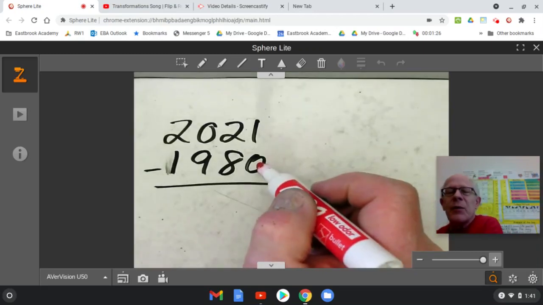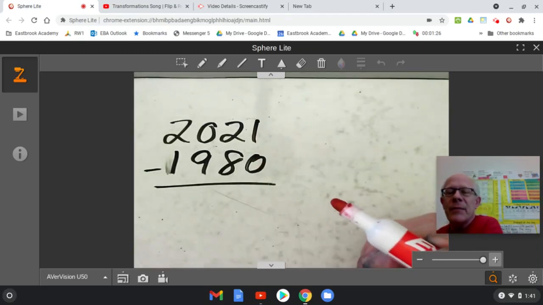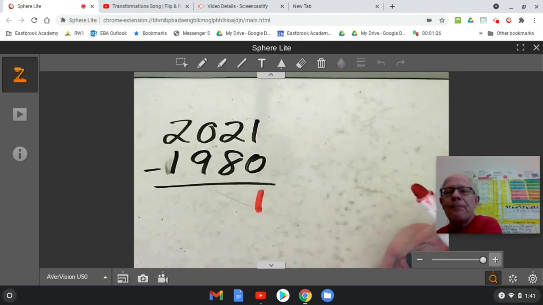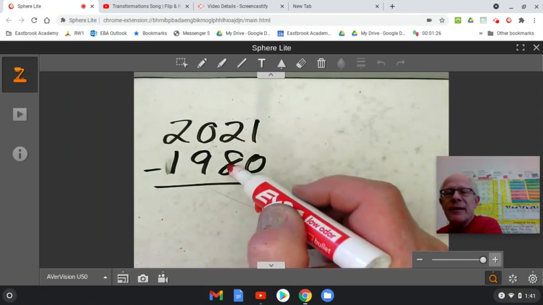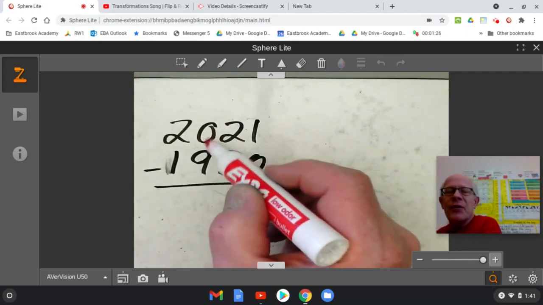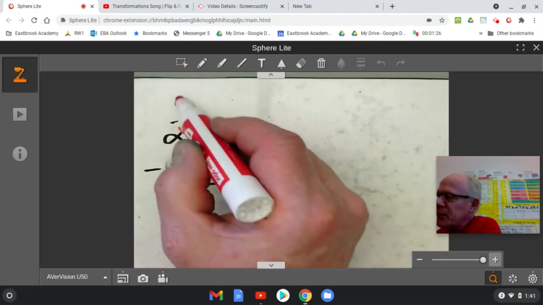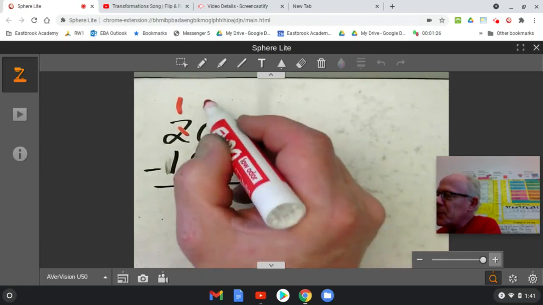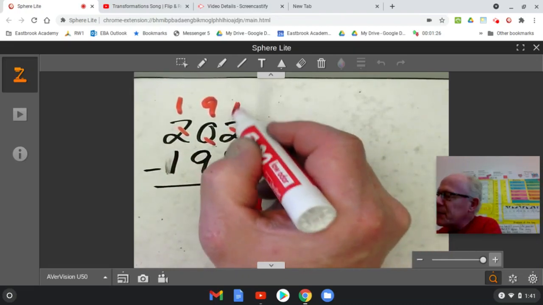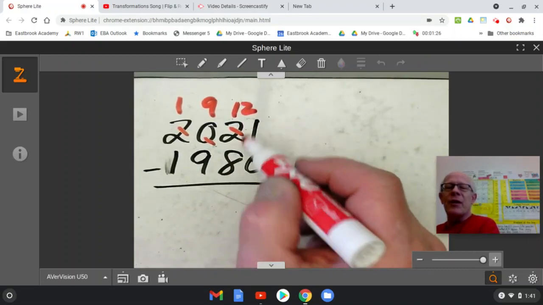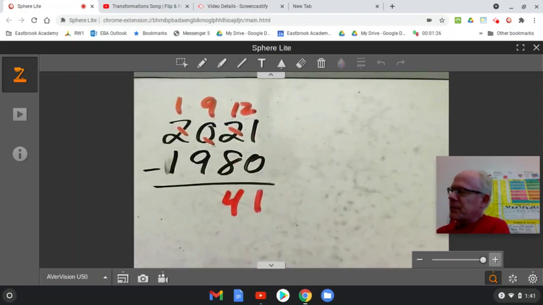So let's do that. Can we do 0, 1 take away 0? Yeah, we can do that. 1 take away 0 is 1. Can we do 2 take away 8? Nope. So we'd have to borrow. Does the 0 have enough? Nope. So we have to borrow from the 2. 2 has enough. 2 will become 1. 0 will become 9. And the 2 will become 12. 12 minus 8 is 4. 9 minus 9 is nothing. 1 minus 1 is nothing. So if somebody was born in 1980 and it's the year 2021, they're 41 years old. How's that?